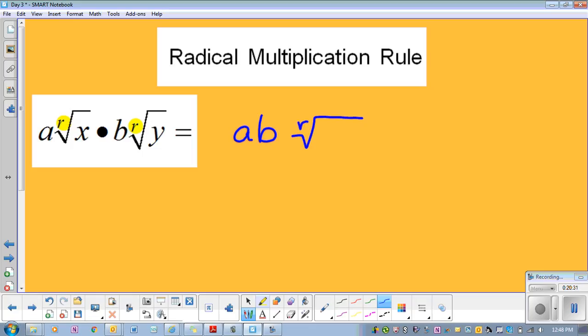The A and B, yeah, they're different, right? Because you're just multiplying. It's just like when you did the adding and subtracting, they could be different. And then inside, your x times y, you can multiply. So when you're multiplying radicals, the only thing that needs to be the same is the root. All right, so a couple of things here that I think would help.